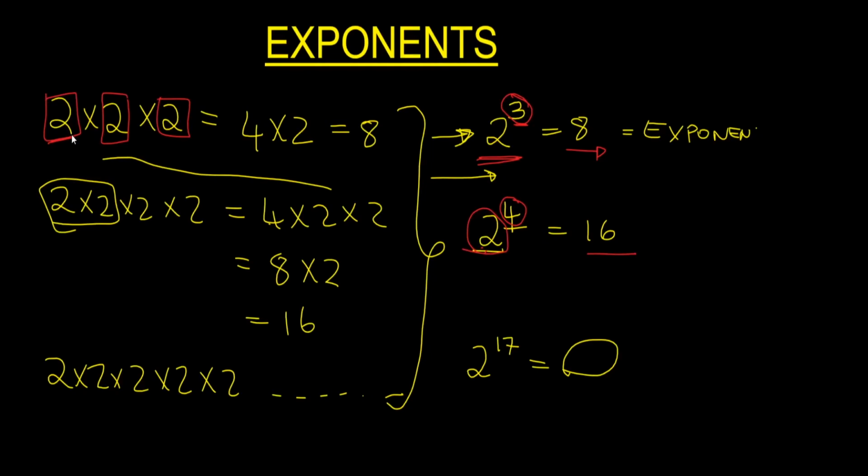So what is an exponent? The exponent here is how many times you multiply the number by itself. So this is the exponent. 3 here is the exponent, 4 here is the exponent, 17 here is the exponent. That is how many times you multiply 2 by itself to get an answer.